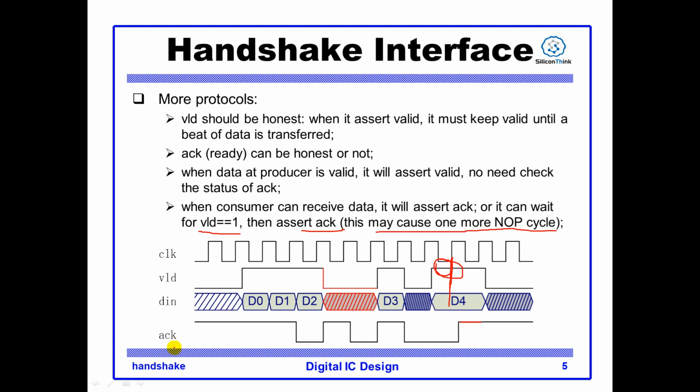And if block B can assert ACK, it just checks the status of itself. For example here, when it can receive data, it just asserts ACK high. Then there is a low wait cycle. When valid is high, the data is transferred. So from the rules, you can see we put more restriction on block A, the producer, but there is nearly no restriction on the consumer.